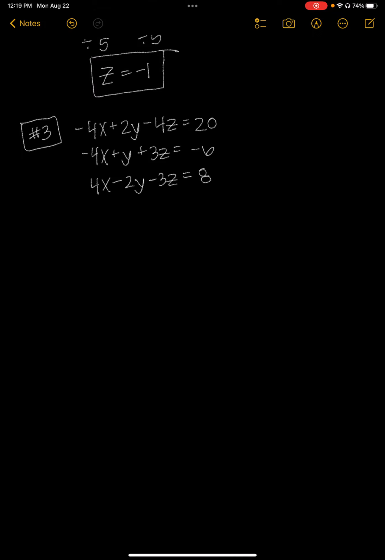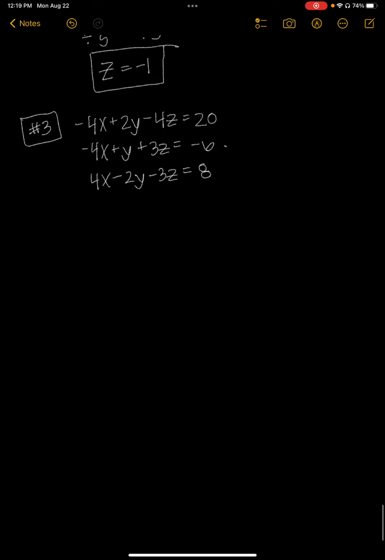What I want to do is combine the second and the third equation first. When I say combine, I really mean add the second and the third equation together first. The reason why I'm choosing the second and third equation is because if you look at the x's, we have a +4 and a -4 on the second and third equations, or I'm sorry, a +4x and a -4x.